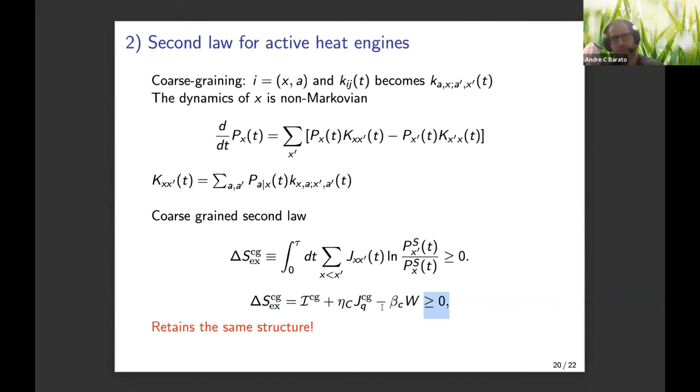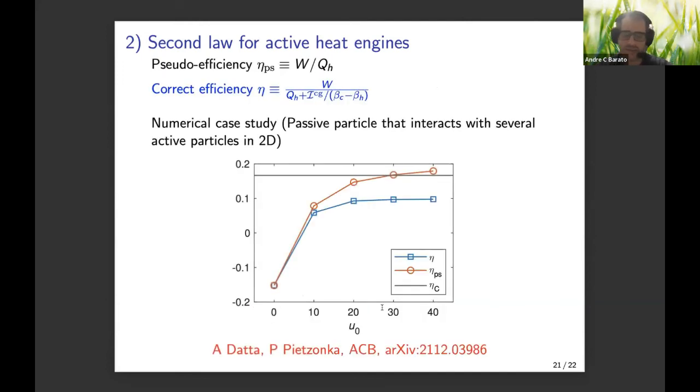Again, Esposito has a paper from 2012 about the standard entropy production in stochastic thermodynamics. That's the same property. You do coarse graining, and the entropy production retains the same structure. Now we can go ahead and do a more complicated model that's more like the experiment. So this would be a passive particle interacting with a bunch of active particles.